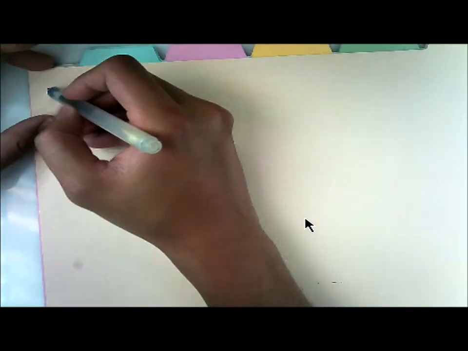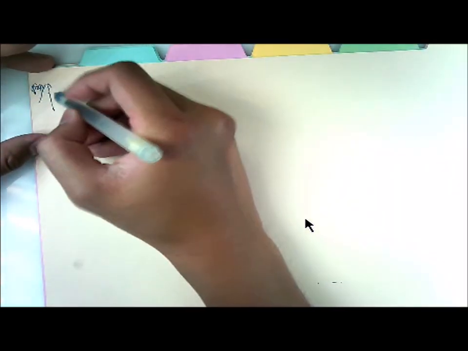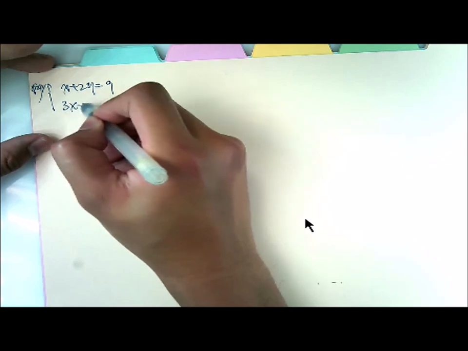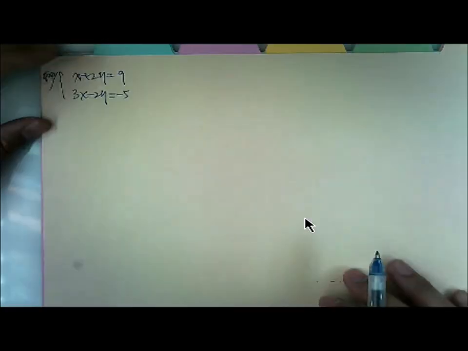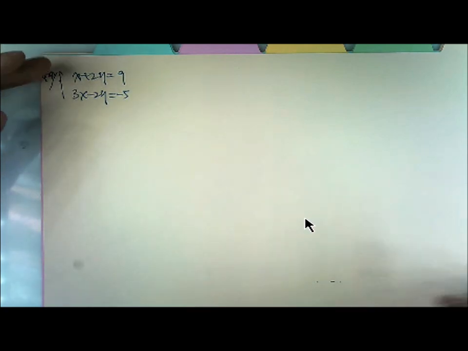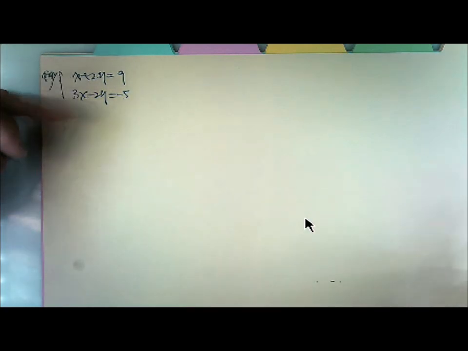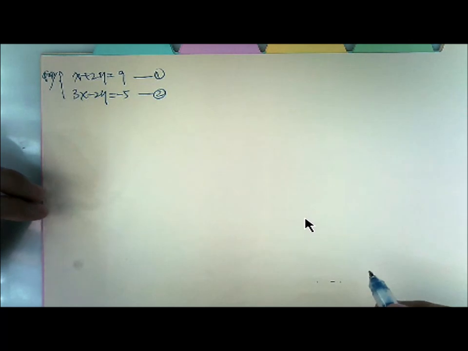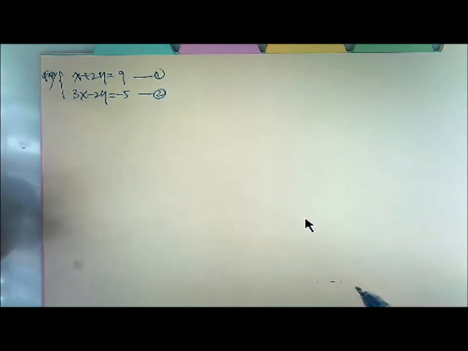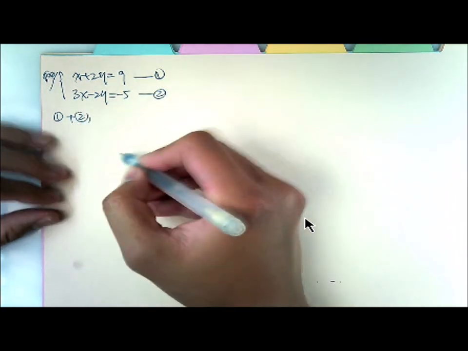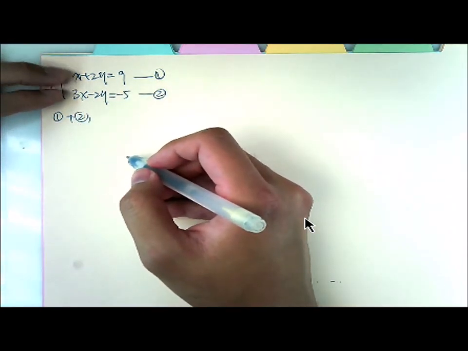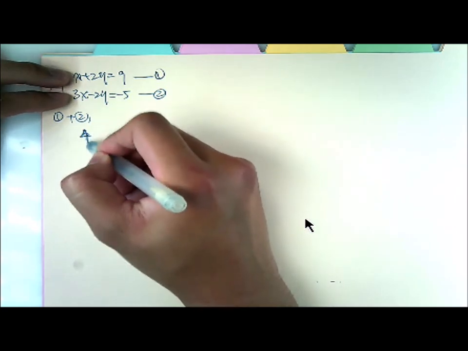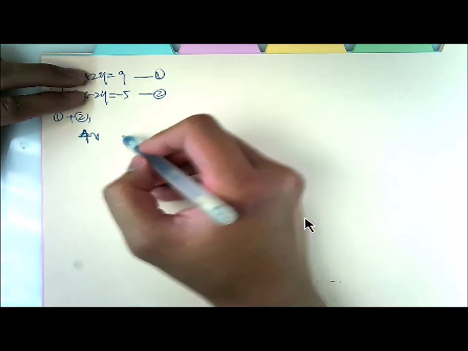So go to 24. x plus 2y equals 9. 3x minus 2y equals minus 5. When you copy the questions here, you see two opposite terms, right? So give names. How do we make these two opposite terms 0? You do addition, right? So you do 1 plus 2. Put your finger like this. x and 3x together become 4x, and the y term becomes 0.